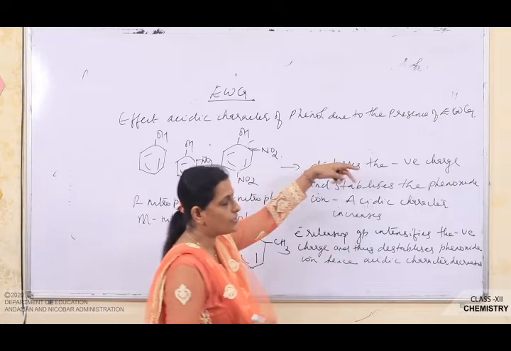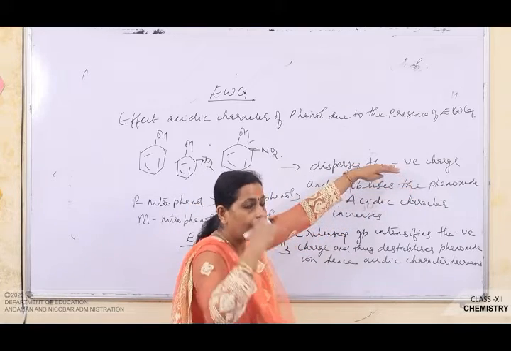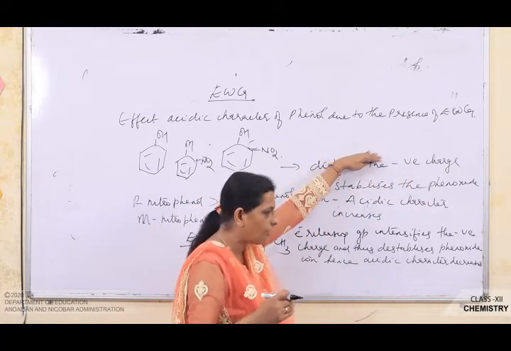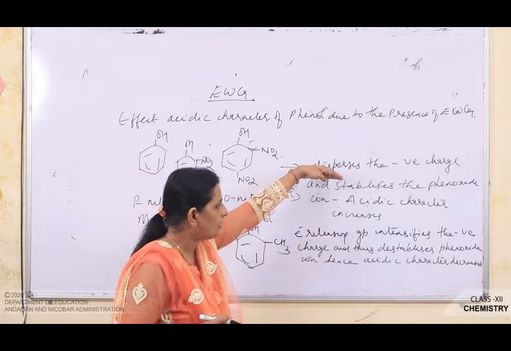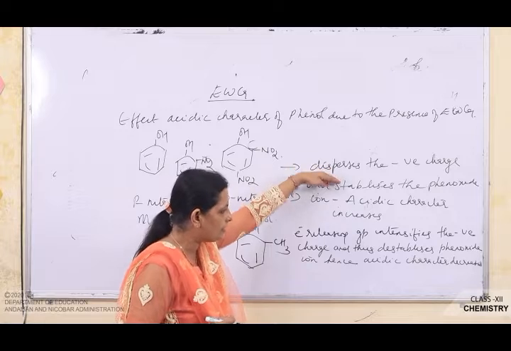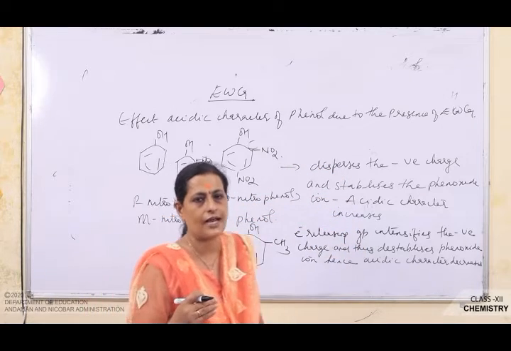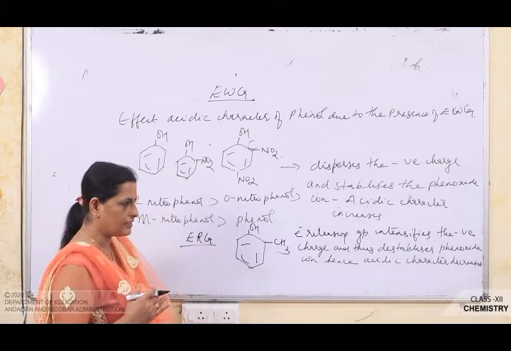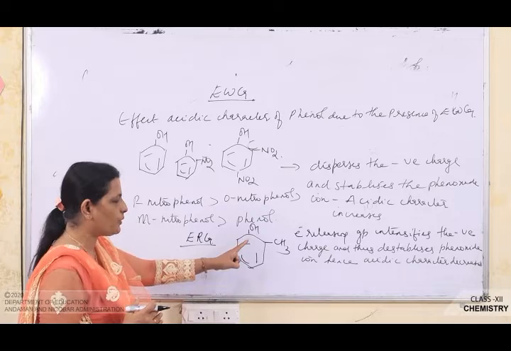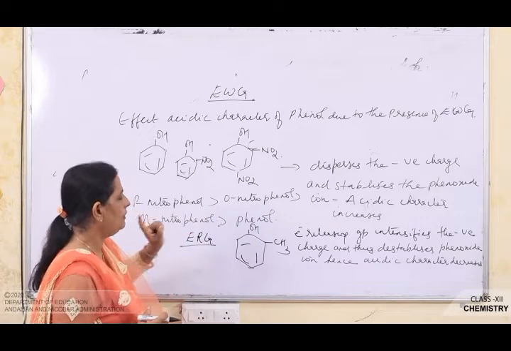Here they disperse the negative charge and stabilize what? Phenoxide ion. That is, the intensity of negative charge is decreased here. Here the intensity of negative charge is what? Increased. So here the stability of phenoxide ion increases. Here the stability is decreasing. So when the stability of phenoxide ion decreases, what happens to the acidic character? The acidic character decreases. So the effect will be maximum in which one? Para, then comes ortho, then comes meta, and then phenol.